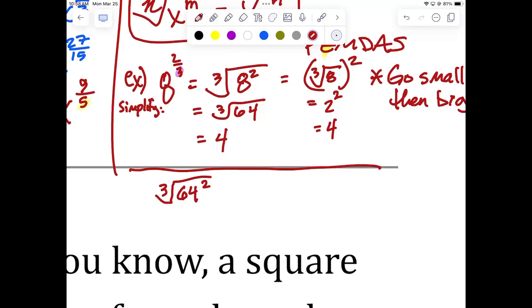Let's try that. What's the cube root of 64? 4. We just learned that. 4. What's 4 squared? 16. Guess what the answer is? 16. We get the correct answer, while someone who goes 64 squared first is like, I can't do that. We got the answer. Go small before you go big. This is the cube root of 64 squared. Just because I wrote it with the squared first doesn't mean you have to square it first. This is 4 squared, which is 16. You got it?